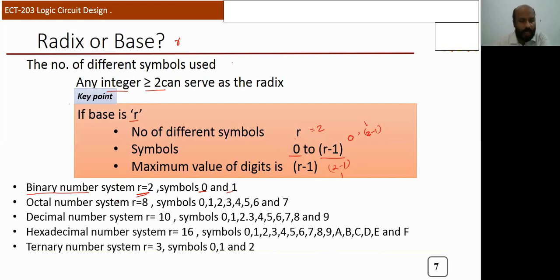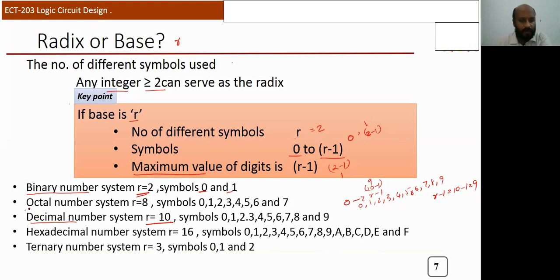And we'll take another example, the decimal number system. In the decimal number system, the base r is equal to 10, which means it uses 10 different symbols. Those symbols are from 0 to r minus 1. Here r is equal to 10, so 10 minus 1 is equal to 9. So we are using symbols from 0, 1, 2, 3, 4, 5, 6, 7, 8 up to 9. The maximum value of a digit is r minus 1, so 10 minus 1 is equal to 9. I think you got the idea.